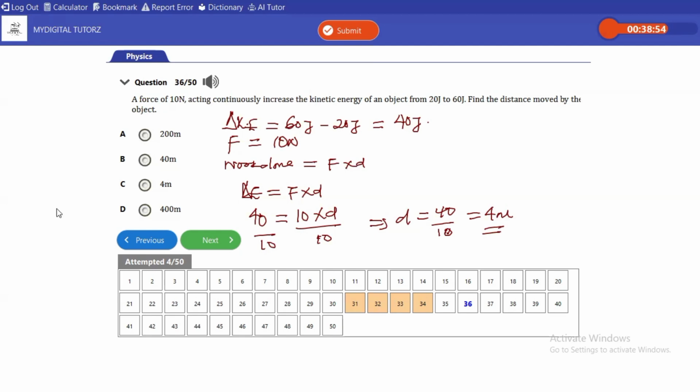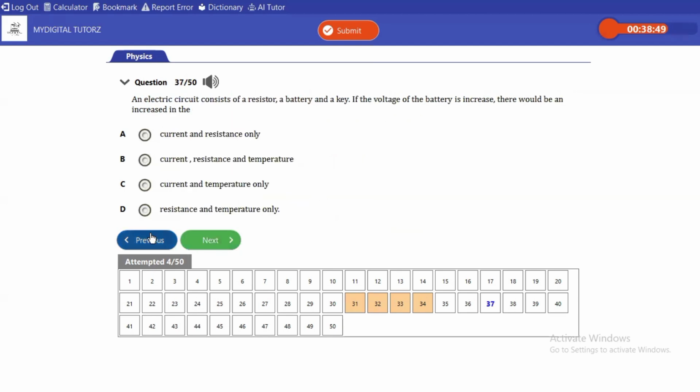Question 36. So question 37. Question 37 says, an electric circuit consists of a resistor, a battery, and a key. If the voltage of the battery is increased, what will be an increase in the: A, current and resistance only; B, current, resistance, and temperature; C, current and temperature only; D, resistance and temperature only.